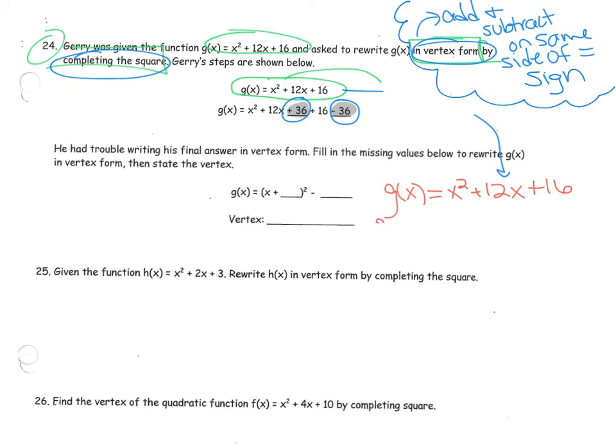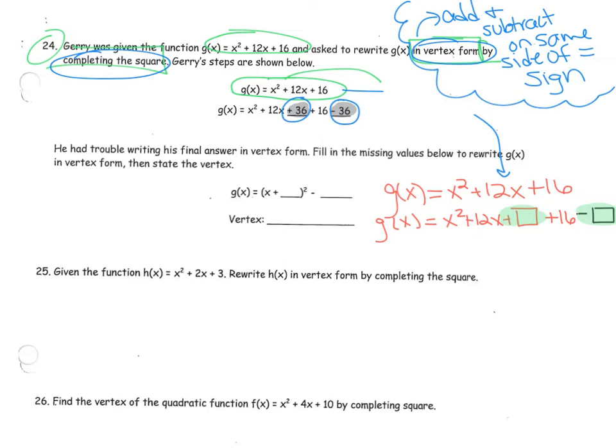So I'm going to write my next step. I have g of x equals x squared plus 12x plus blank, make some room, plus 16. Now, if I'm going to add something on the same side of the equal sign, well, I better subtract it on the same side of the equal sign. Okay, so again, if I'm adding to one side of the equal sign, I have to also subtract on the same side. Again, because we're dealing with the exact same side of the equal sign.